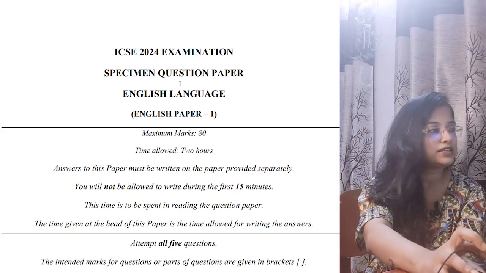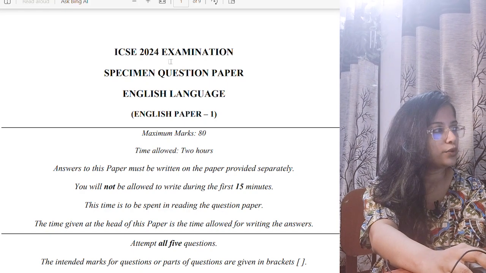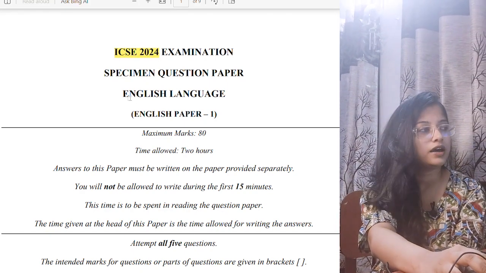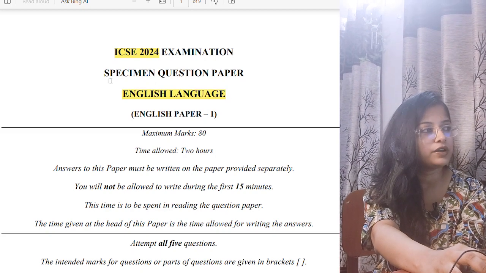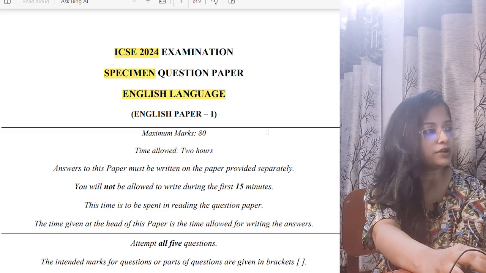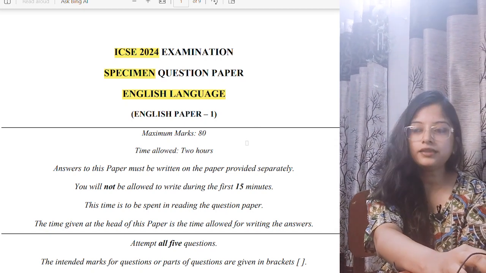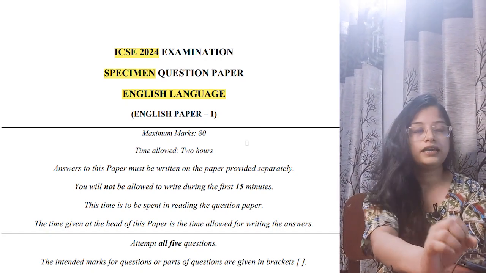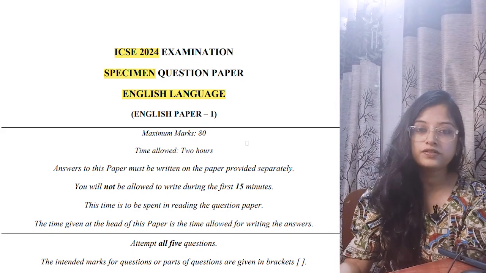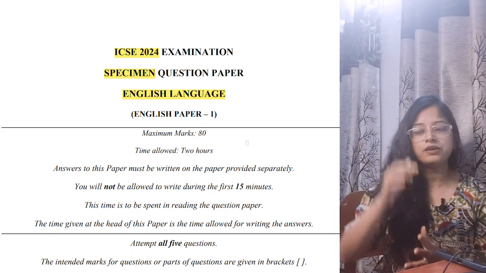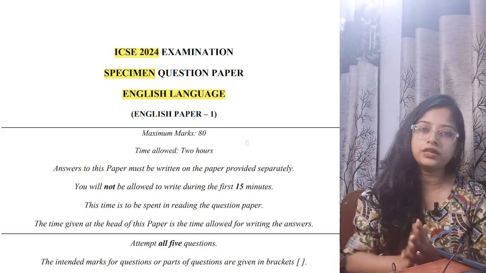So today, as you can see on the screen, we are going to discuss the ICSE 2024 paper. This is the language paper, the specimen paper. We are going to discuss the grammar part of it, so you may check how far you are ready. Even if you are from class 11 or 12, you can practice because most of it is almost the same. Conjunctions you do not have over here.